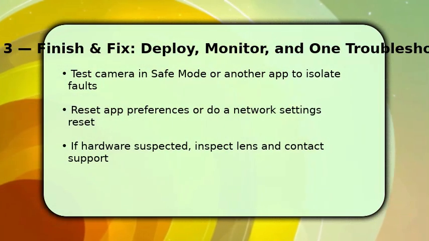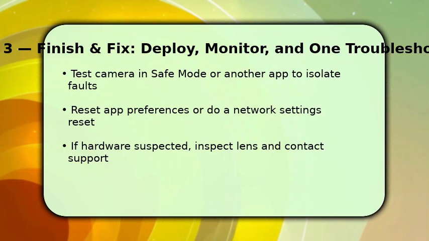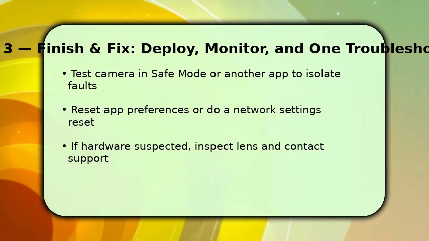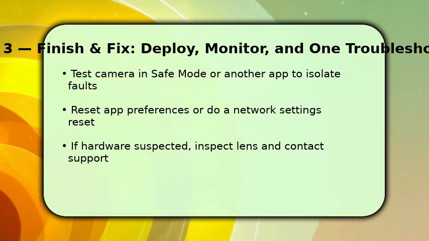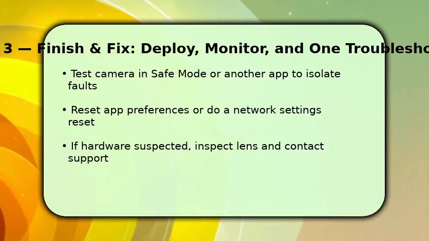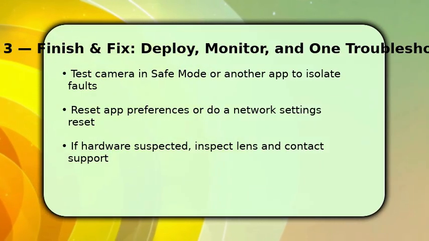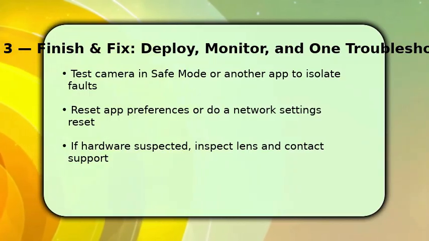Finally, you run advanced isolation. Boot into safe mode to see if a third-party app blocks the camera. If it works there, uninstall recent apps until the fault disappears. Reset app preferences or perform a network settings reset if permissions and services remain tangled.